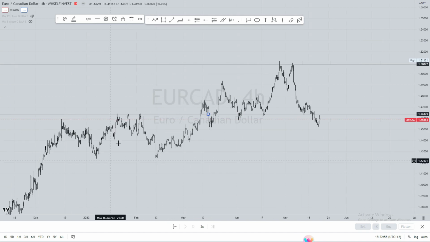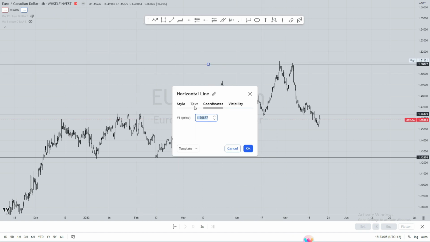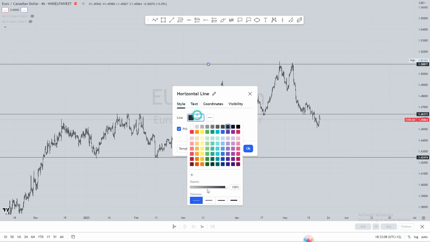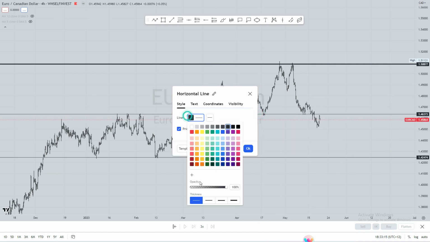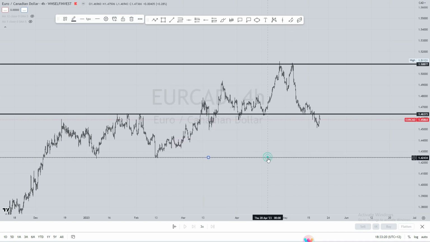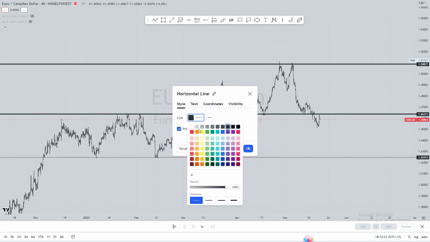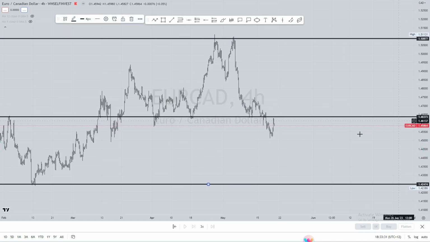Then secondly, I can also draw another line here as well. I can make the lines thicker. So I just double click and make it thicker. Make the lines thicker. Since the lines are drawn on the higher time frame, on the 4 hours time frame, what I do next is zoom in.